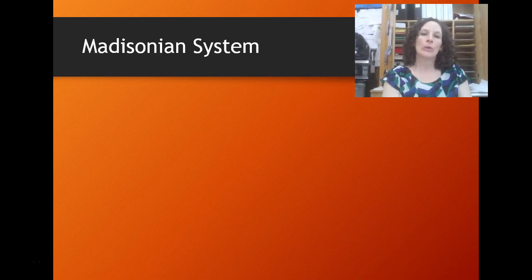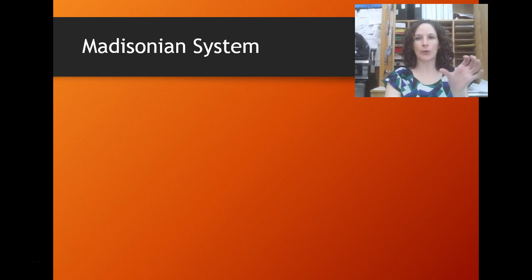Okay, so when we think about the structure of government, how our government would be organized, James Madison is the main architect. And he defends the architecture in the Federalist Papers. So I want us to understand when I say Madisonian system, I'm talking about our governmental structure according to Madison and defended by Madison.